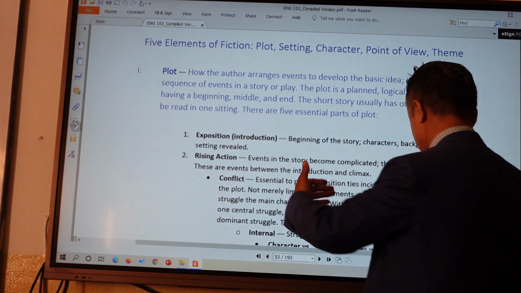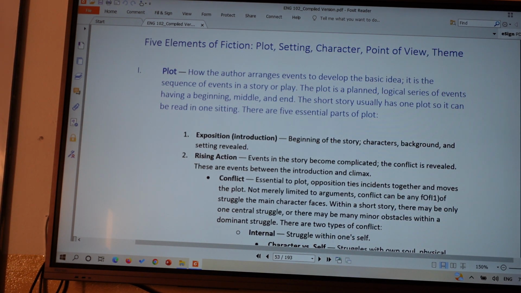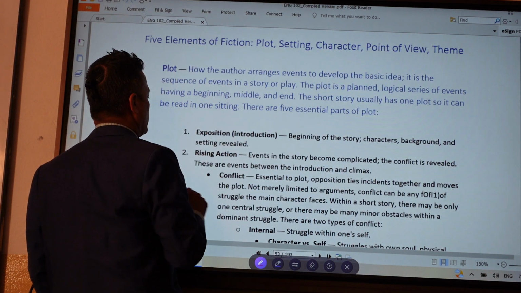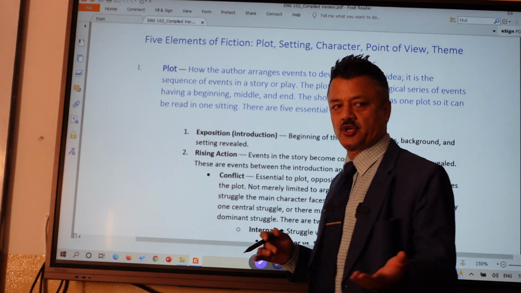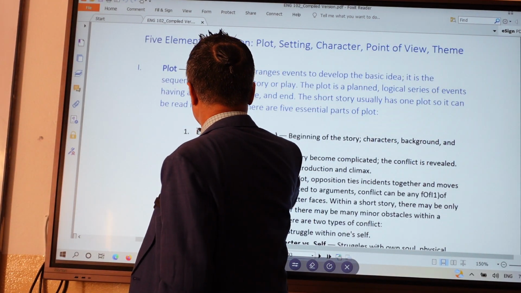Although they have ordered them this way, I will say that you should first go for setting or exposition, then you should go for other things, and plot comes later on. So let me talk about exposition.